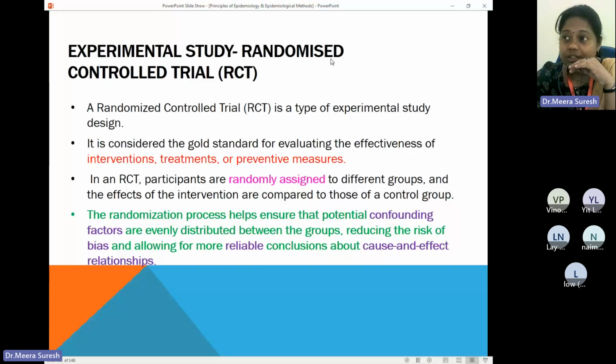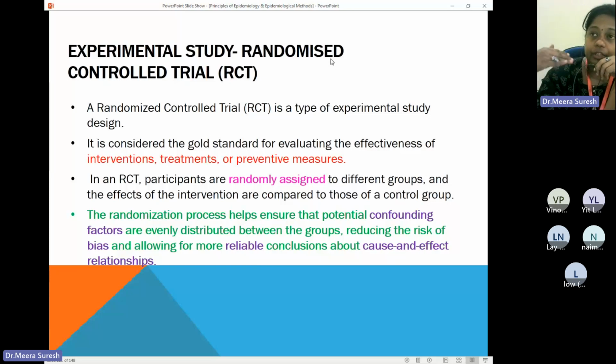And whatever the result is, that will be a valid or genuine result, because it is not biased. It is not biased by the previous history or knowledge of one person, or the non-background of any other person. So this type of randomization we will be doing in the case of a trial study.